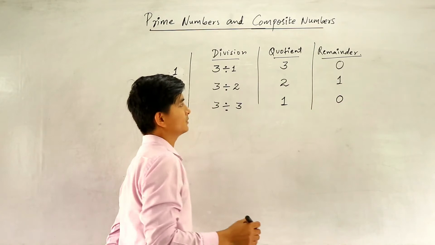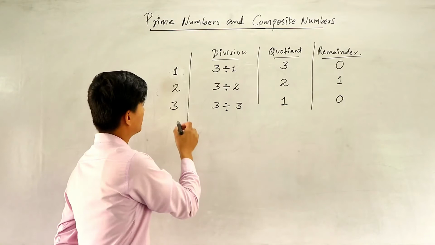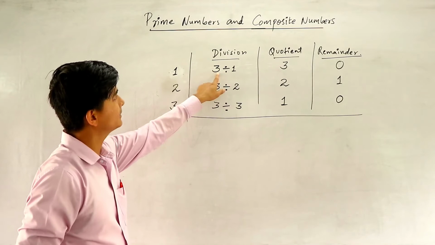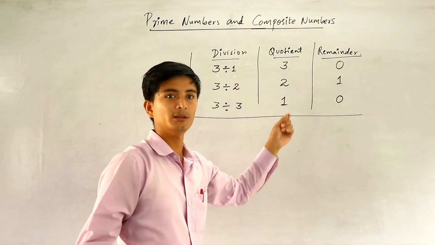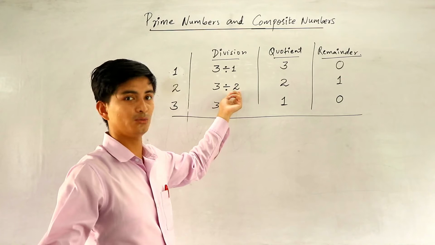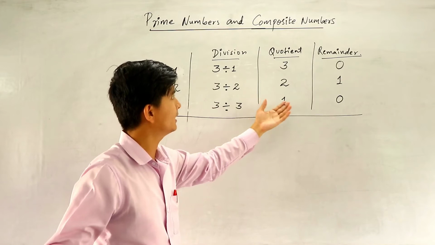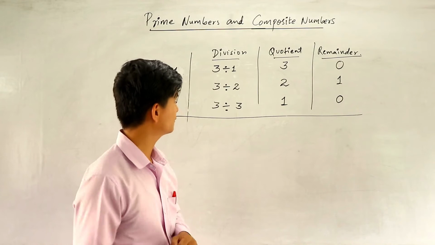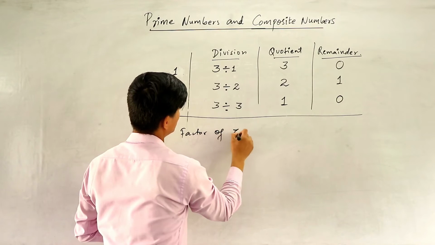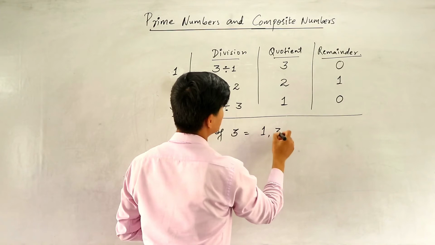Okay, so from this, what you have is that if we divide 3 by 1, the quotient will be 3 and the remainder will be 0. And if you divide 3 by 2, we'll get quotient 1 and the remainder will be 1. And in a similar way, if you divide 3 by 3, then we'll get quotient 1 and remainder 0. Okay, so from here, the factors of 3, what we have got? 1 and 3.